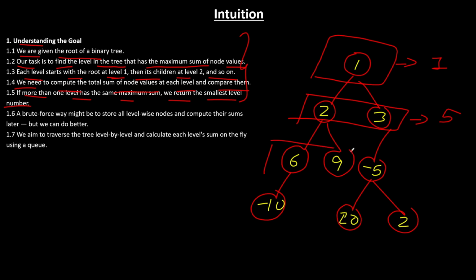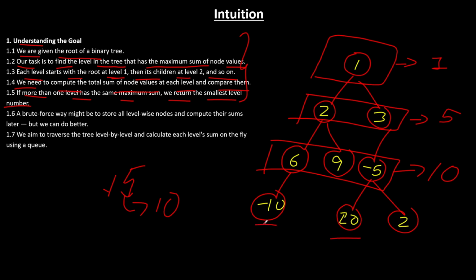Level 3 has the sum as 9 plus 6 is 14, 15, sorry, minus 5 gives me 10, right? So this level has the sum of 10. And this level has the sum of 20 minus 10 gives me 10, 10 plus 2 gives me 12, right? So accordingly, the output for this particular binary tree will be level 4, right? Because this has the maximum sum.